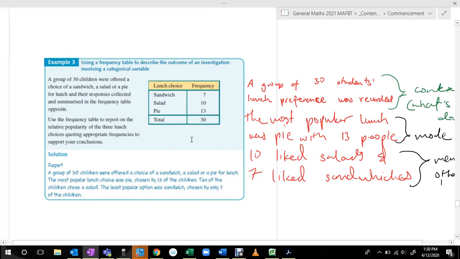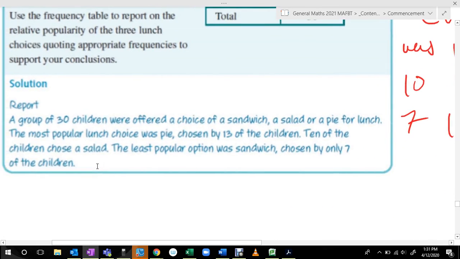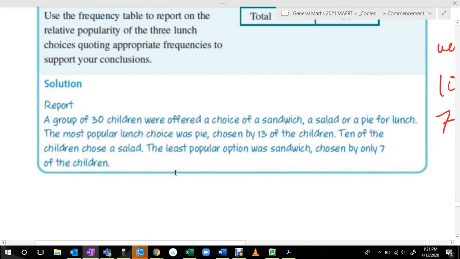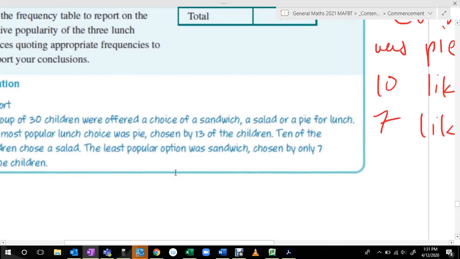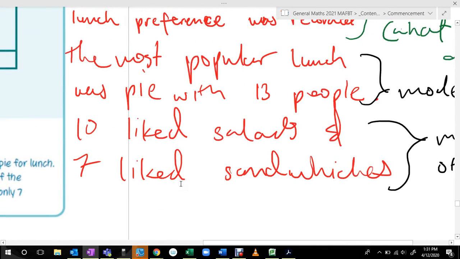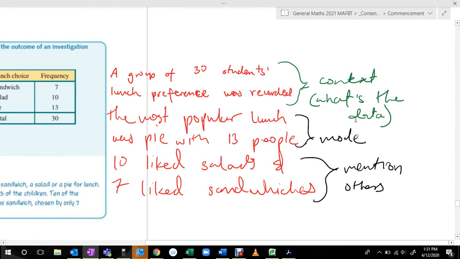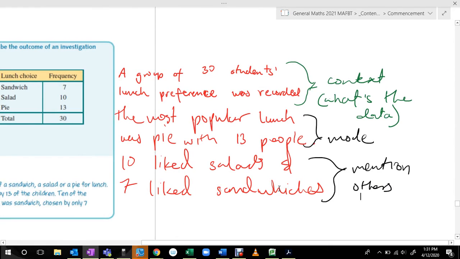And I mean, the textbook here has really good ones as well, but I feel like it's a lot to read. So you don't want to be writing too much. You just want to make sure you include the really important things there. The context, mode, and then mention 3 or 4 other numbers in there. Okay, easy.